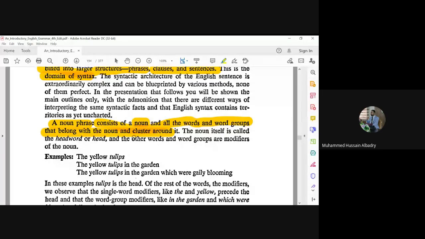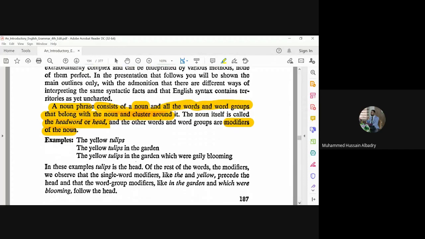يعني تحيط بيها. The noun itself is called the head word or the head, and the other words and word groups are modifiers of the noun. Okay. For example, the yellow tulips. The yellow tulips in the garden, يعني ورد. The yellow tulips in the garden which were gaily blowing. You see, all this is a noun phrase. This is a noun phrase, and this is a noun phrase.